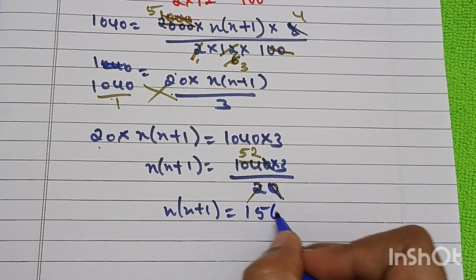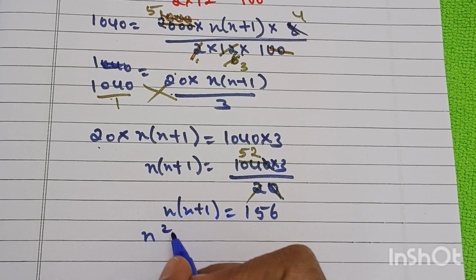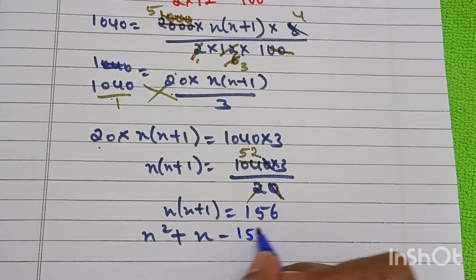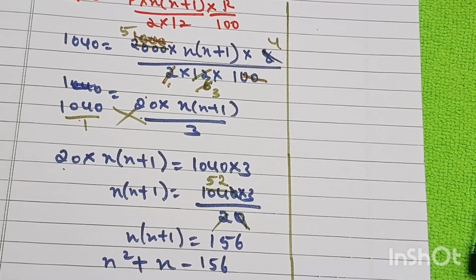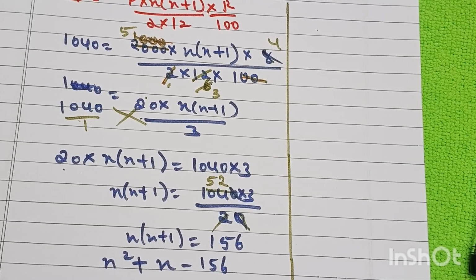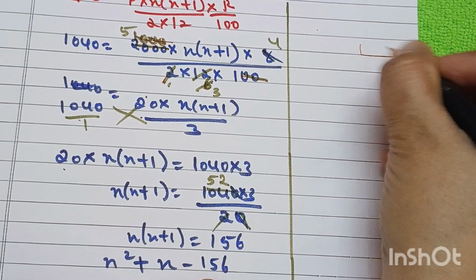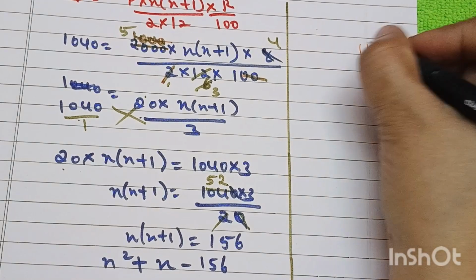It is 156. So n into n is n square, plus n into 1 is n, plus 156. Bringing it to this side, minus 156. So we have to solve and find the value of n. To find the n value here, we will find the factors of 156.